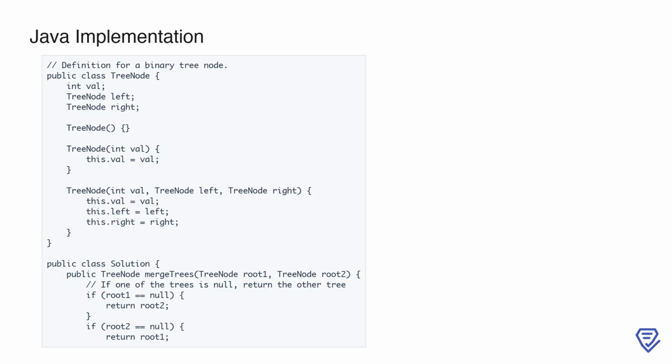Next, we define the Solution class, where the mergeTrees method is implemented. This method takes two TreeNode objects, root1 and root2, representing the roots of two binary trees. In the first part of the method, we handle the base cases. If either of the trees is null, we simply return the other tree. For instance, if root1 is null, we return root2 because there's nothing to merge from root1 in that case. Similarly, if root2 is null, we return root1.